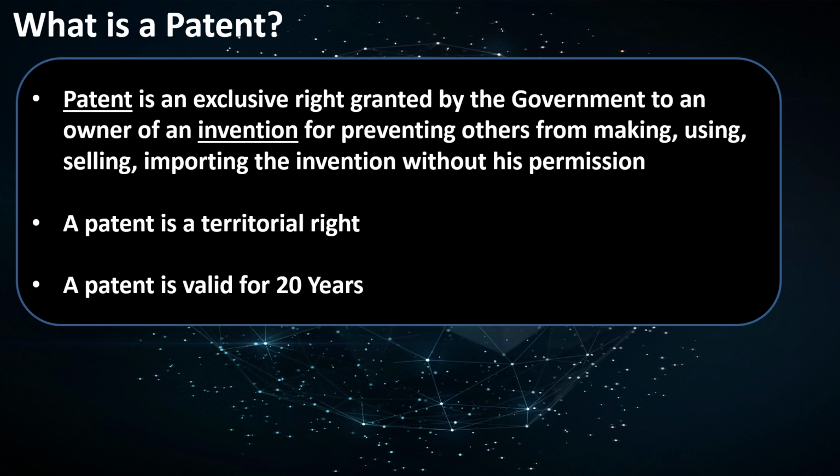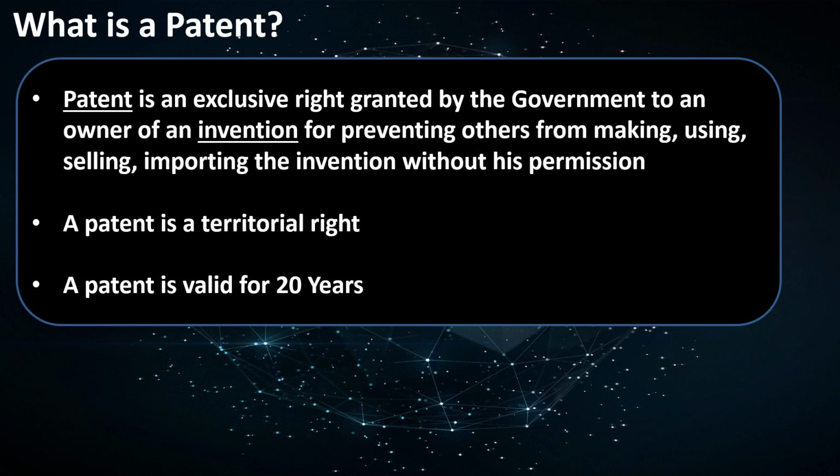So what is a patent? A patent is an exclusive right granted by the government to an owner of an invention for preventing others from making, using, selling, importing the invention without his or her permission. Now what that means is there are inventors who are inventing something in order to solve a problem, right? Those inventions are very crucial for the inventors as well as the applicant who is filing that invention, and it needs to be protected.